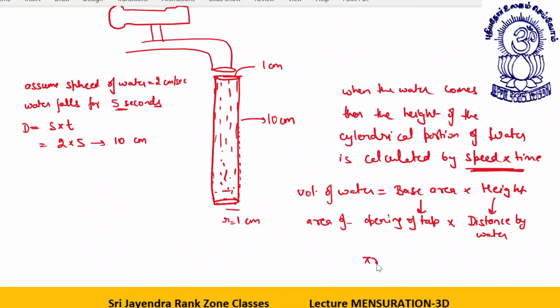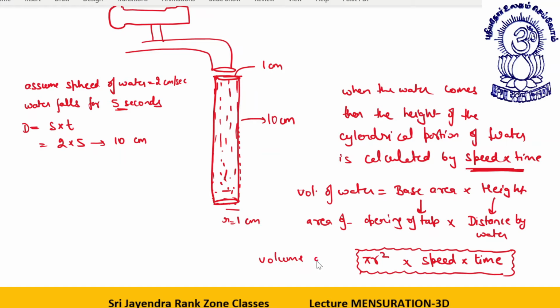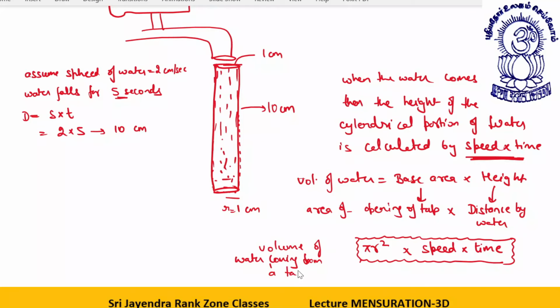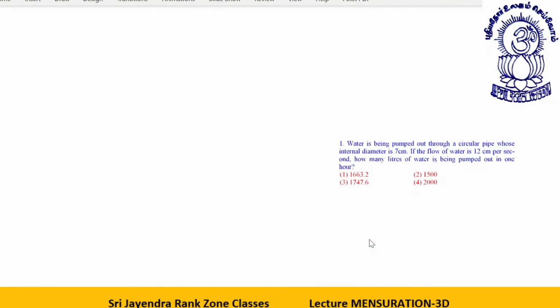Now I come to the main thing. Area of opening of tap is pi r square. Into speed into time. Pi r square into speed into time. This is the main thing. Okay, dear students. Find pi r square into speed into time. Got it? This is the volume of water coming from a pipe, coming from a tap. You just need to memorize this formula and the questions will become very easy for you. Okay, let's start with the questions.